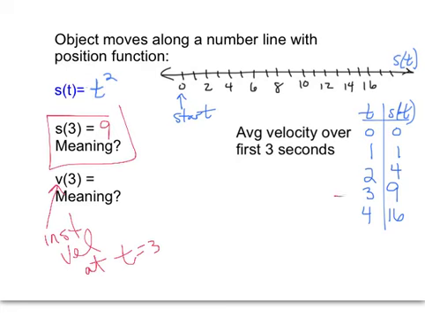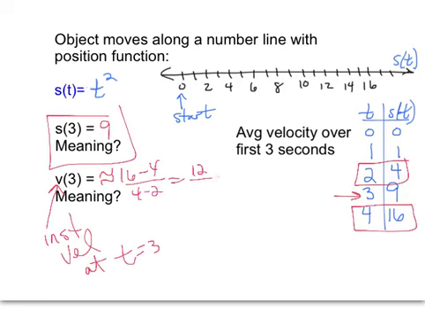So if we're going to find the instantaneous velocity here, we're going to use this data point and this data point. So this is roughly 16 minus 4 all over 4 minus 2 equals 12 over 2 equals 6 units per second. 6 jumps per second. So at around 3 seconds, we were going at a speed of 6 jumps, or 6 hash marks per second on that number line.